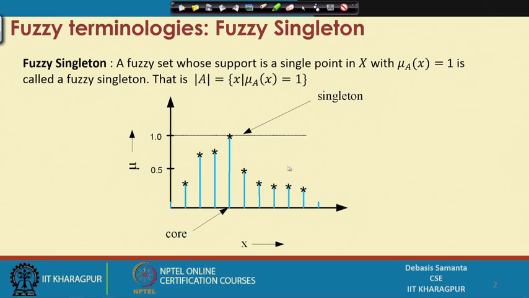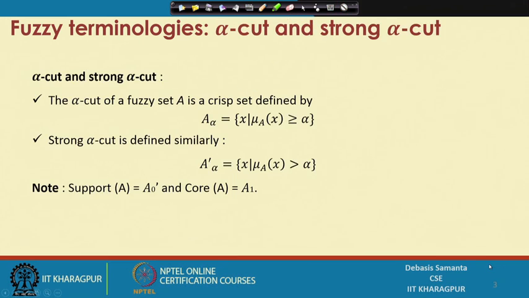For example, here is one fuzzy set, where all the elements have different membership values, but there is one element whose membership value is 1. Then it is called the fuzzy singleton. So, a fuzzy singleton is like this. Now we will discuss another two important terms: the alpha cut and the strong alpha cut.